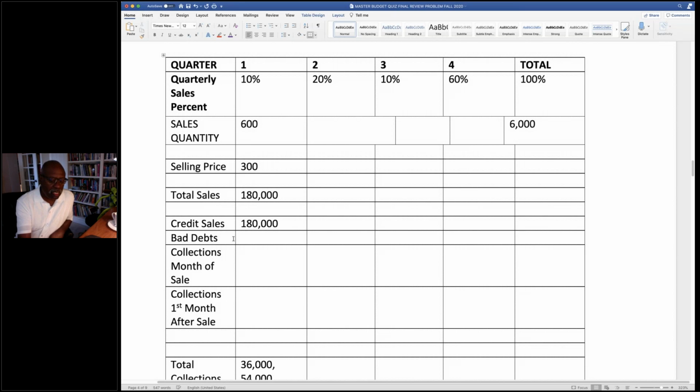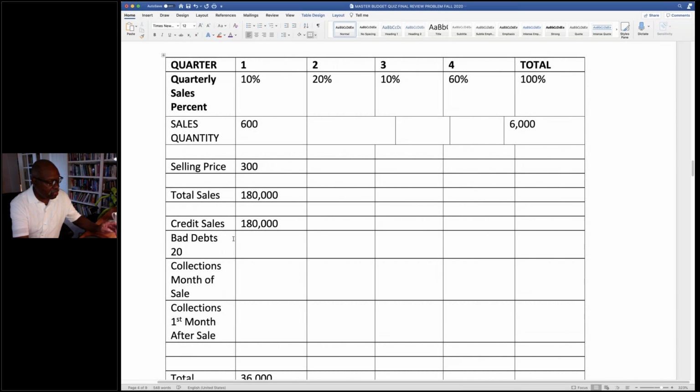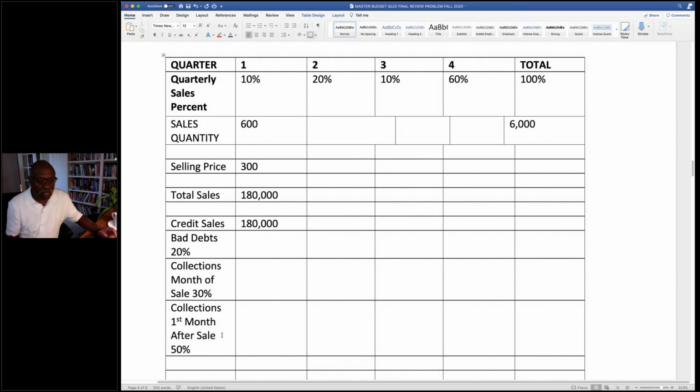Let's put our percentages in. So you should come in and put your percentages in. 20%. Then the collections were how much in the first quarter? 30%. And how much were they the second month afterwards? 50. So our bad debts then, what we said was how much? 36,000.